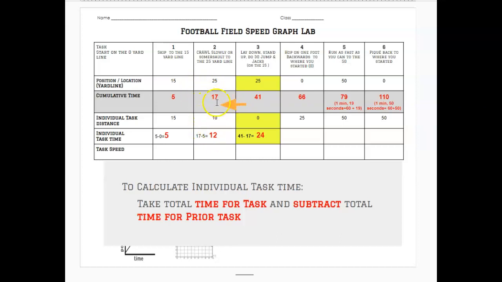So the way that you figure that out is, for whatever individual task time you need, you take your cumulative time, and then you subtract the time from the previous task. And you can see that is the case for task 3. So I finished at 41 seconds, but 17 seconds had already passed before I started that task. So I take 41, subtract 17, and I find that it took me 24 seconds to complete my jumping jacks. You'll continue that trend to complete your entire individual task time row.